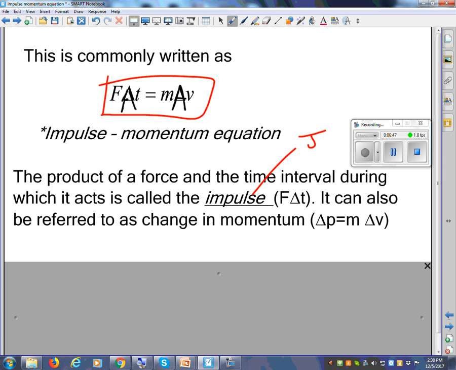So when you apply a force over a period of time, you change the momentum, right? So if you think about Angry Pac-Man right now, what is the momentum of Pac-Man right now? 0. I apply a force, and he has a change in momentum, right? Change in velocity.